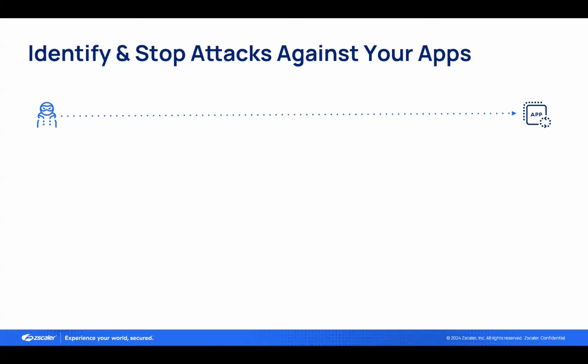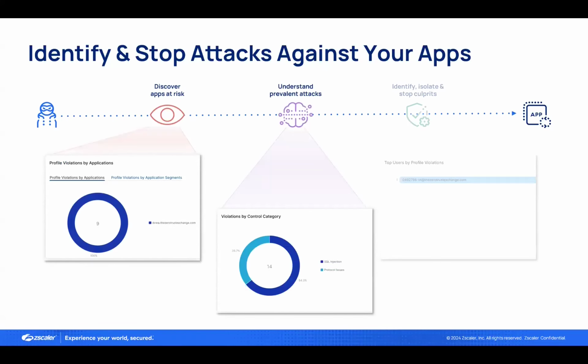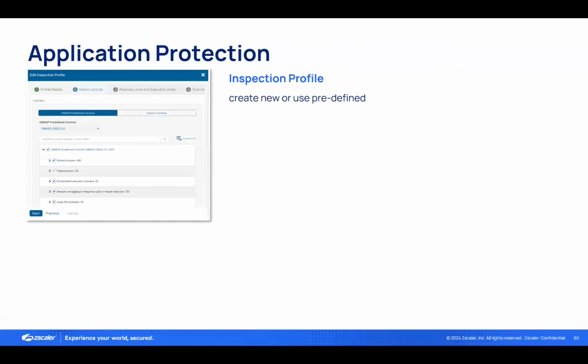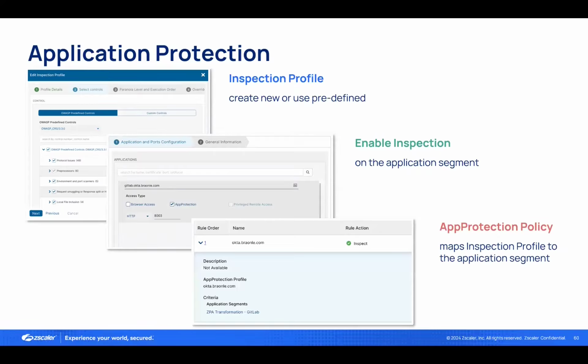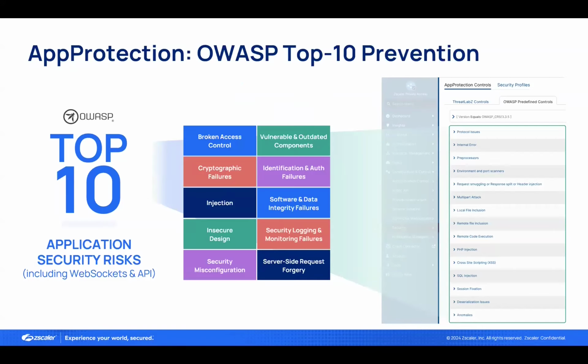App protection is an integral part of ZPA that allows you to identify and stop attacks against your applications. App protection does this by allowing you to create inspection profiles, either from scratch or using predefined profiles, that will inspect traffic between the user and the application. Inspection can then be enabled on the application segment, and an app protection policy configured that maps an inspection profile to the application segment. These inspection profiles include several critical security controls for your applications.